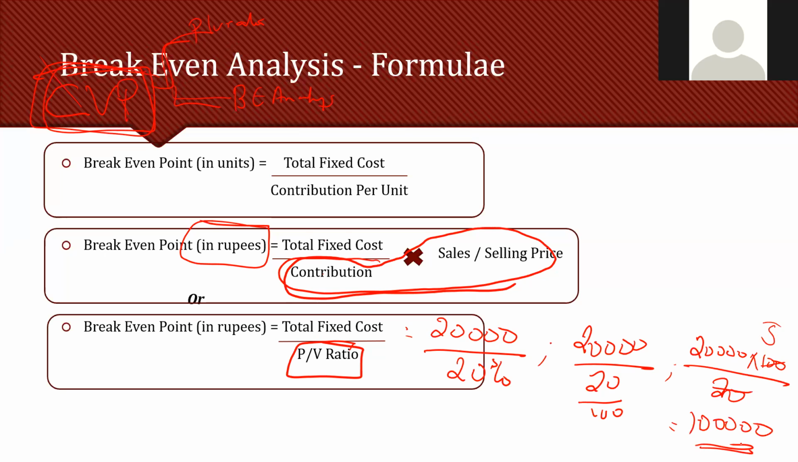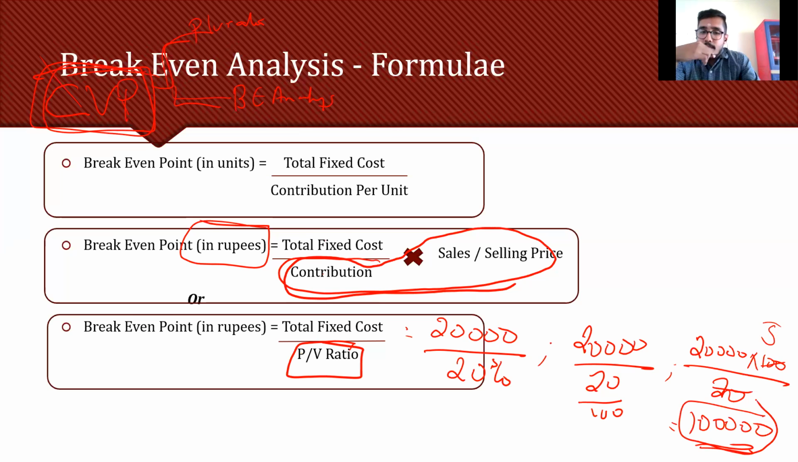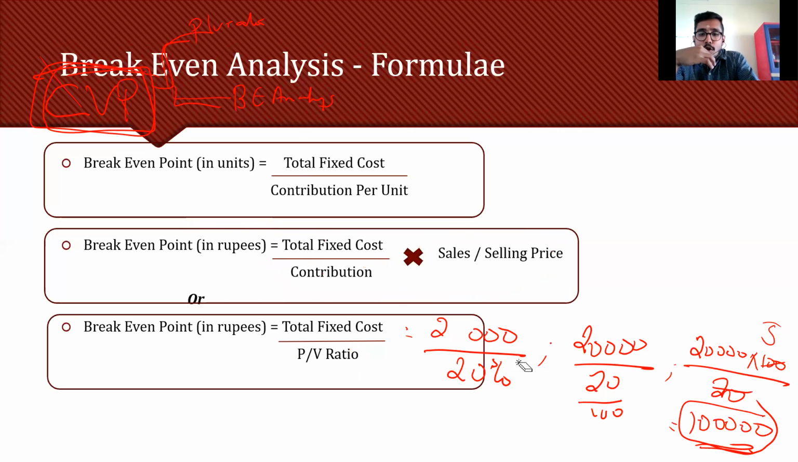So what we can understand from this is that it is 1 lakh rupees. When we make a sale of 1 lakh, we reach the break even point. If the sale is 99,000, what happens? It is a loss. Company is making loss. If it is 1,10,000, company has already started making profit. So these are the three formulas that you should not forget when it comes to break even point.